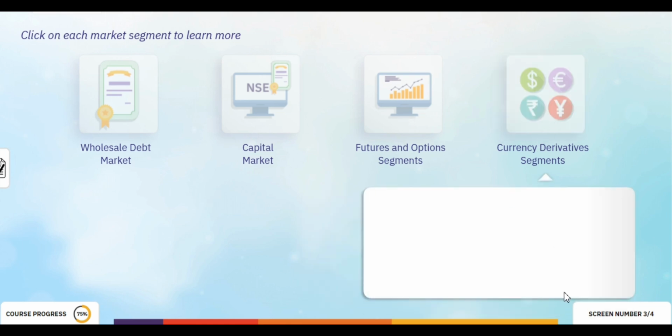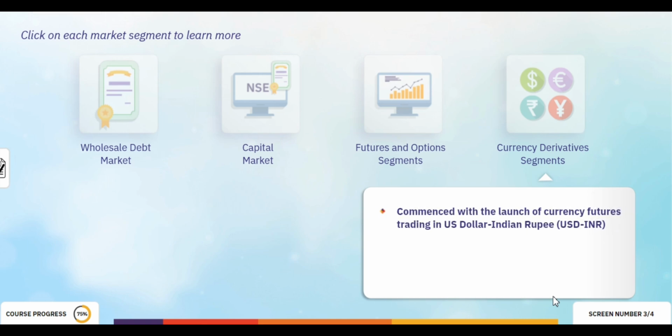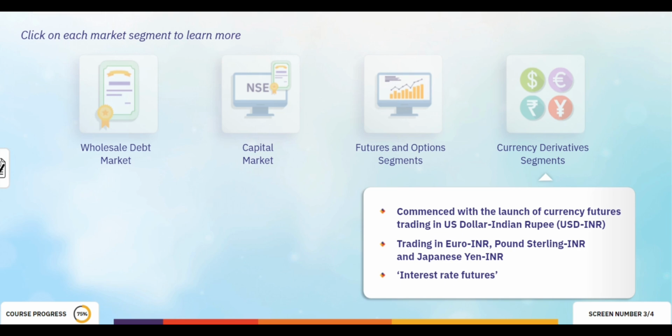The currency derivatives segment at NSE commenced its operations on August 29, 2008, with the launch of currency futures trading in US dollar, Indian rupee. Trading in other currency pairs like Euro INR, Pound Sterling INR, and Japanese Yen INR was further made available for trading in February 2010. Interest rate futures was another product made available for trading on this segment with effect from August 31st, 2009.